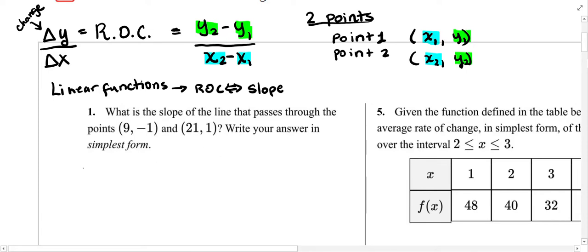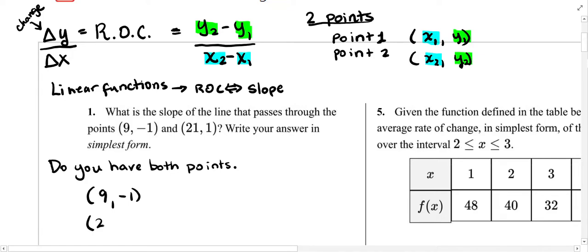All right, so for number one, first things first, do you have both points? Because in these problems that we're going to start off with, we will be given both points. In the other problems, we're going to have to do some digging to find the points. So you're given (9, -1) and (21, 1). This one is going to be point 1, this one's going to be point 2. Here, this is going to be x1 and y1. This one's going to be x2 and y2.